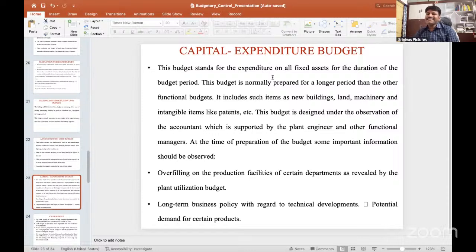This budget is designed under the observation of the accountant, supported by the plant engineer and other functional managers. At the time of preparation of the budget, some important information should be observed. Overfilled production facilities and certain departments reveal the planned utilization. This is long-term business policy regarding technical development and potential demand.